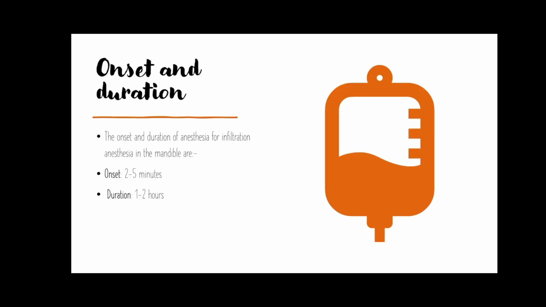Onset and duration. The onset for the local anesthesia starts within 2 to 5 minutes and the duration lasts for about 30 to 60 minutes for pulpal anesthesia. With vasoconstrictor it can extend to 1 to 2 hours, especially for soft tissues.